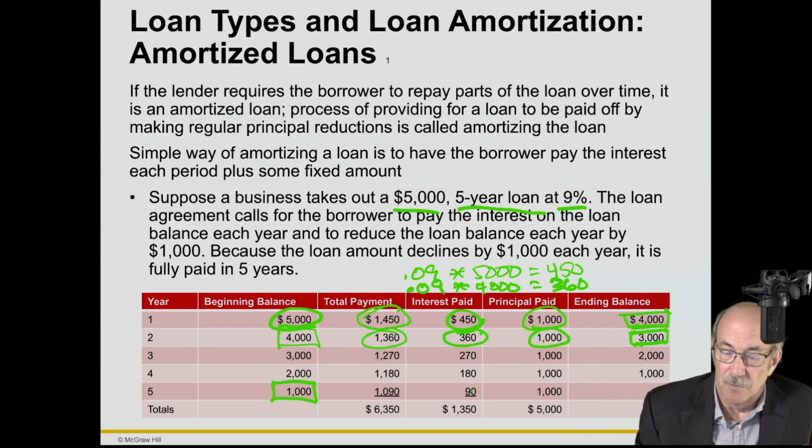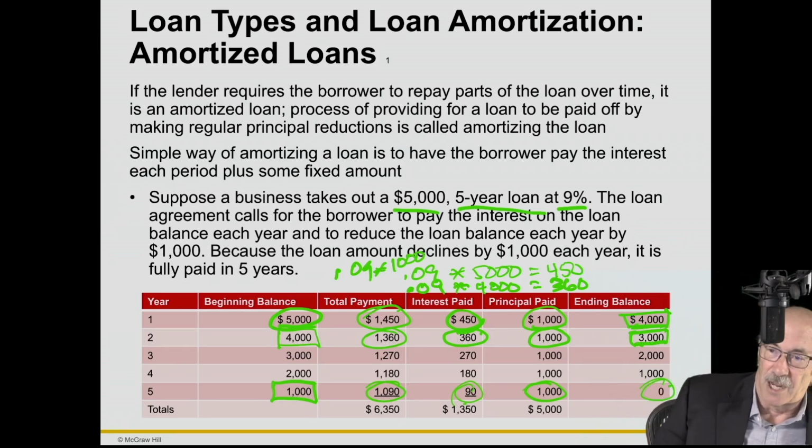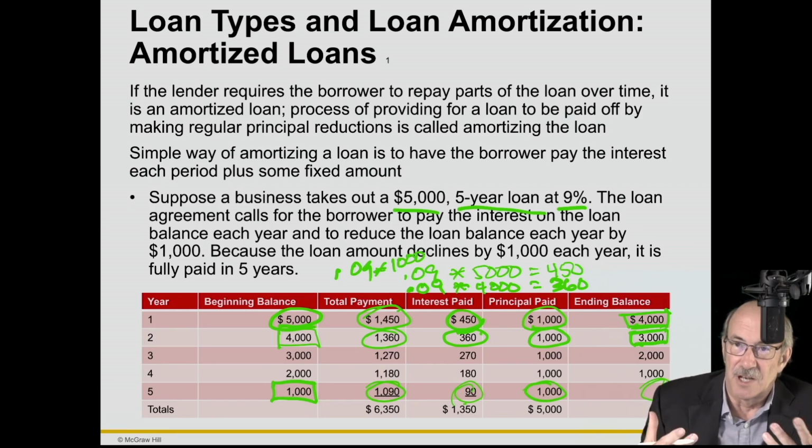And so 0.09 times that $1,000 is $90. And then we pay back the final $1,000, so our total payment is $1,090. And at the end of 5 years, we paid back the entire balance of the loan plus all of the interest that was owed. So that's an amortized loan.